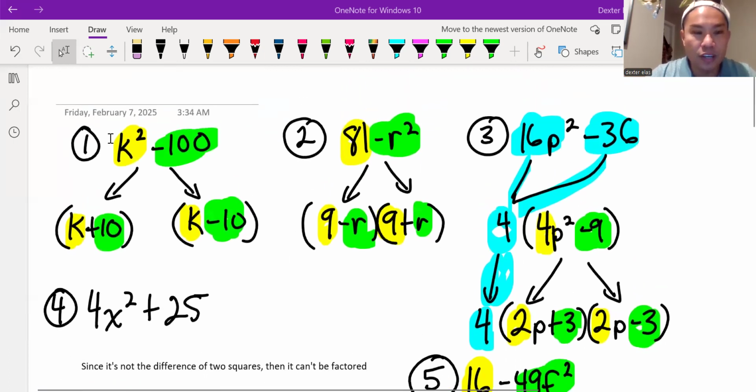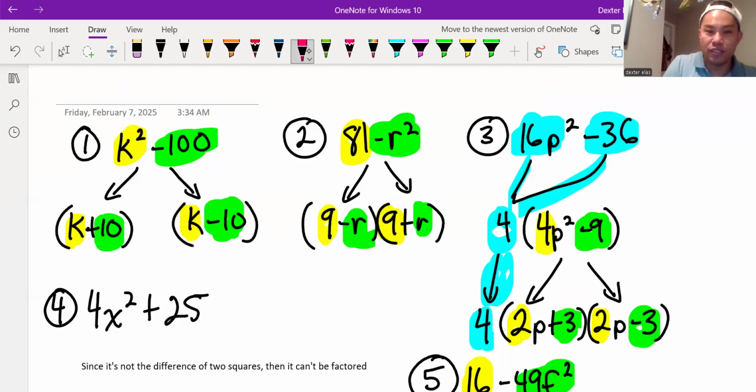So we look here at number one, and what we have is k squared minus 100. Now k squared is a square, and so is 100. What we have to do is peel our eyes and let our eyes start looking for squares in letters. One way you know it's a square in a letter is that the exponent is even. I'm going to explain that concept in a second.